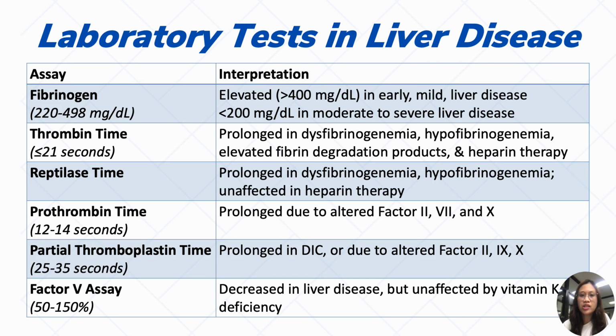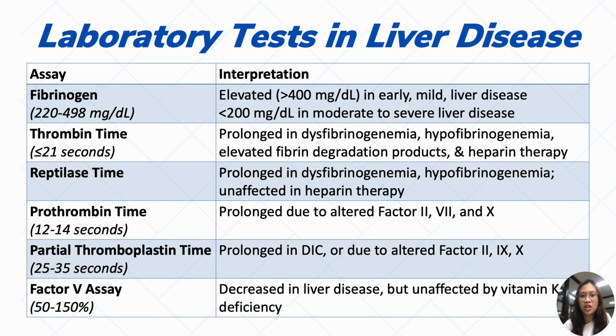This slide shows the different laboratory tests that are monitored in patients with liver disorders. As discussed earlier, fibrinogen is an acute phase reactant and it becomes elevated in early and mild liver disease, but eventually decreases in concentration in patients with chronic liver disorders.